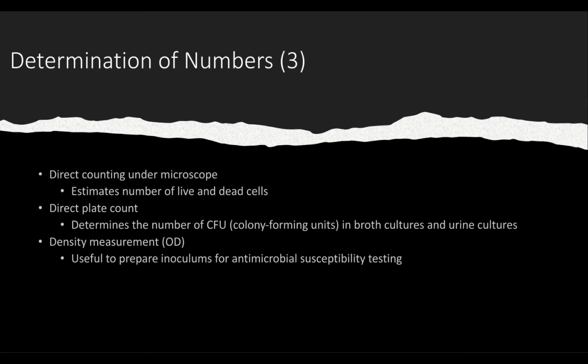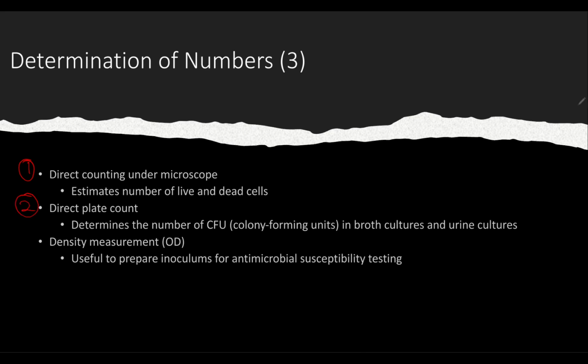So when we have successfully grown them, to make many of them, how do we determine the number of cells that we have successfully grown? There are three methods on how to determine the numbers. The first one is direct counting under the microscope. It is as simple as putting the samples on a microscope slide, and then using the microscope to count the live cells and also the dead cells.